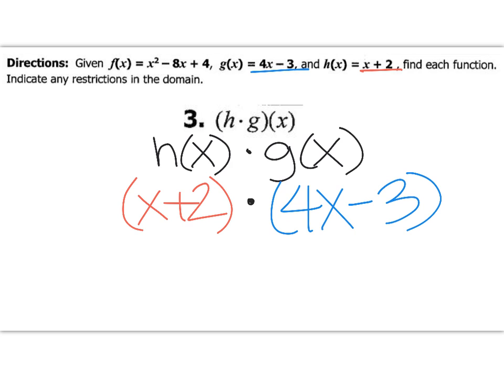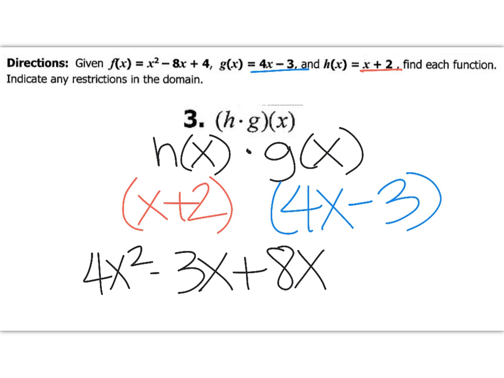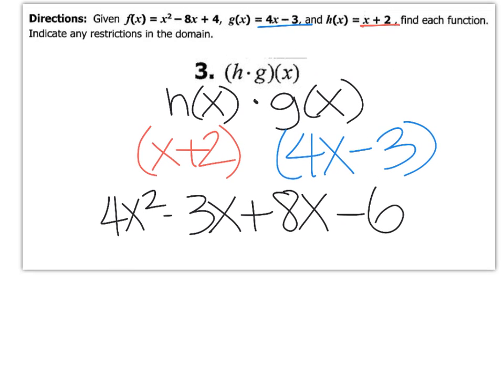Now we know that because this is multiplication, we don't even need this symbol here. It's just two parentheses next to each other. They're both binomials, so what we want to do is FOIL. So start with the first. x times 4x gives us 4x squared. The outside, x times negative 3 gives us negative 3x. Inside, positive 8x. And then the last terms, minus 6.